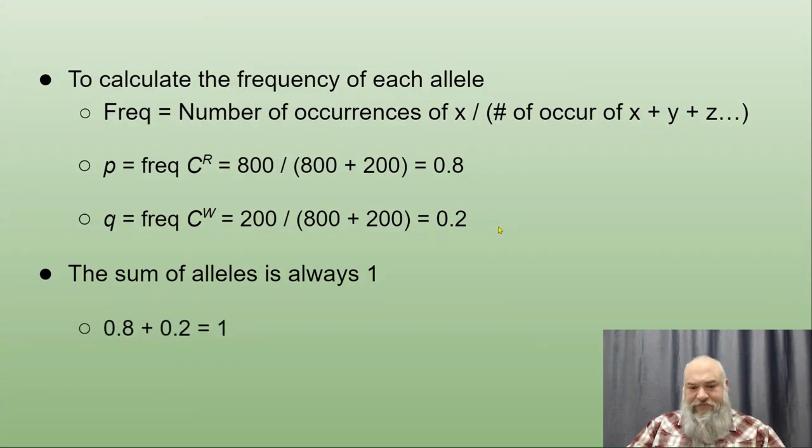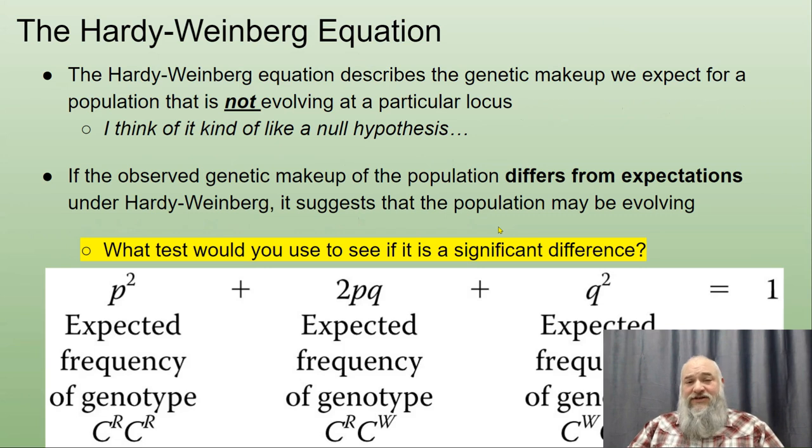It's internally consistent. All right, and that brings us to the Hardy-Weinberg equation. The Hardy-Weinberg equation describes the genetic makeup we would expect for a population that is not evolving at a particular locus. In other words, a population where the allele frequencies are staying constant. This generation is 80% red, the next generation is 80% red, 30 generations from now it's 80% red. Okay, no change in allele frequencies. If you don't have a change in allele frequencies, you don't have evolution, because that's what evolution is. Remember, that's that microevolution we talked about before. So this is describing a situation where there's no change.